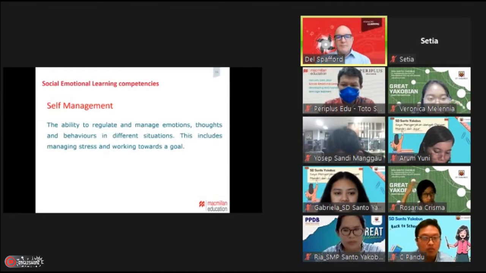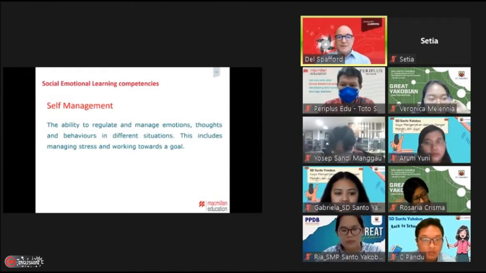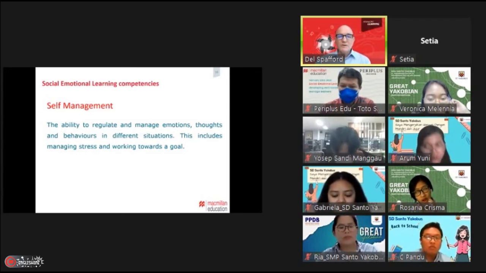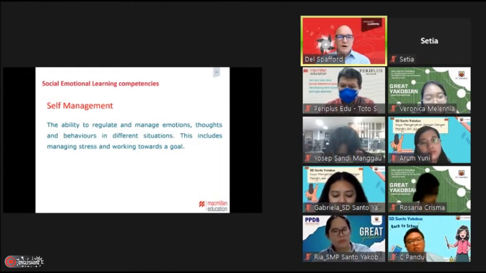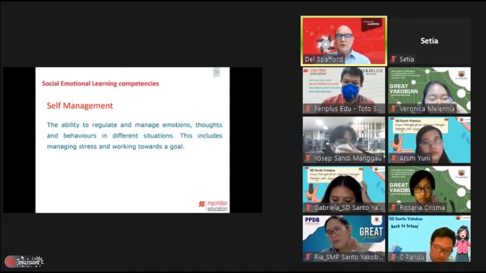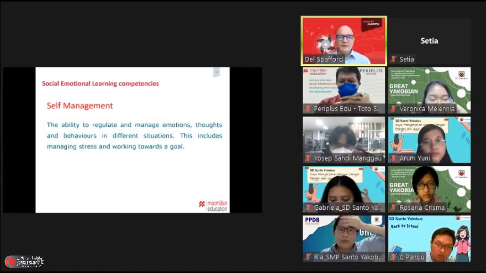Self-management with the word wall activity that we've just done, that was developing self-management. What do we need to do to achieve a learning goal for the classroom? How do you move towards your goal? What skills or attitudes do you need? When do you lose focus? What do you do if you're stuck or you're stressed or you can't do the activity?